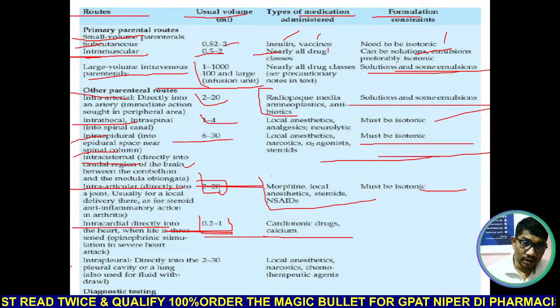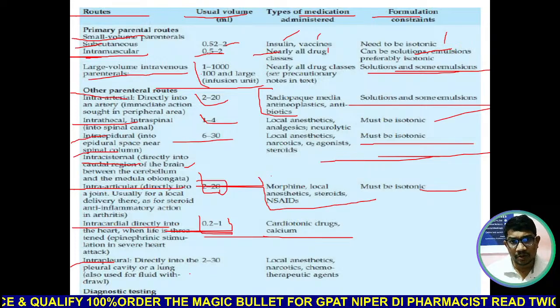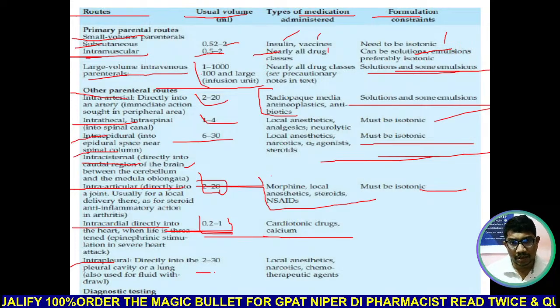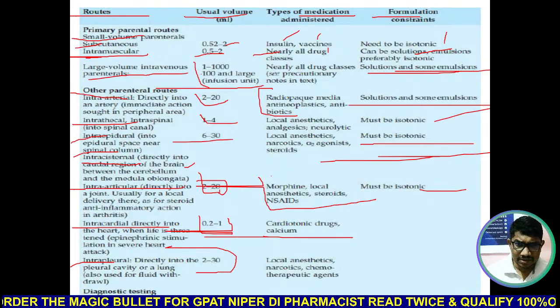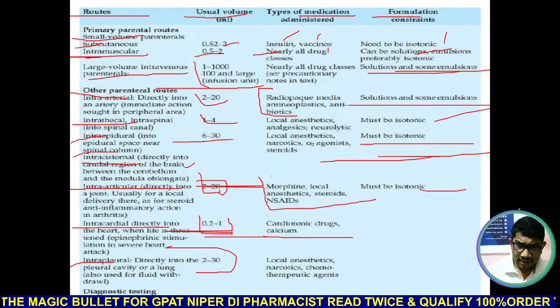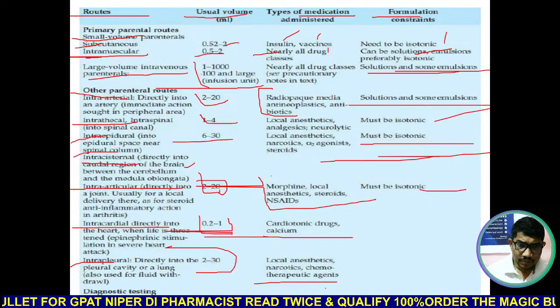देन इंट्राप्लूरल मतलब क्या है? That is given in the pleural cavity of your lungs. So injected directly into the pleural cavity of lungs. So 2 to 30 ml volume of injection can be injected. And what type of drugs? Mostly local anesthetics, narcotic analgesic एंड एंटीबायोटिक.